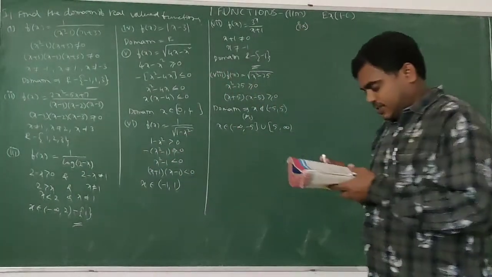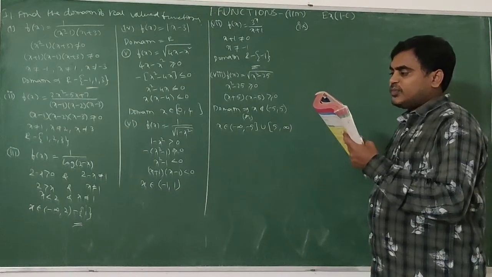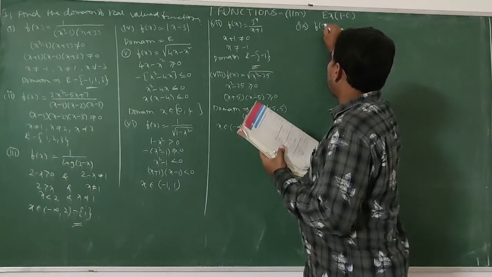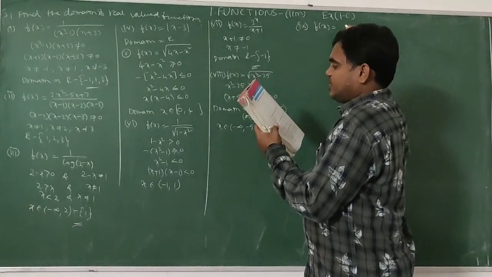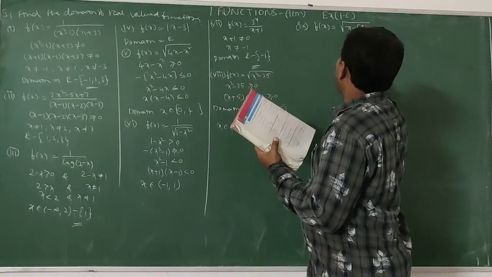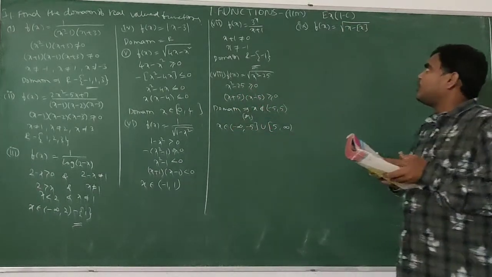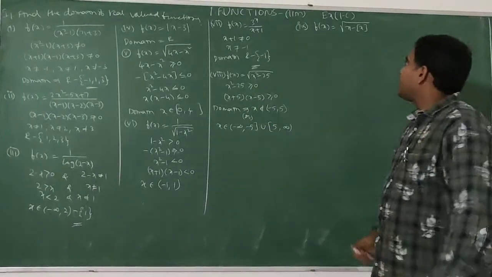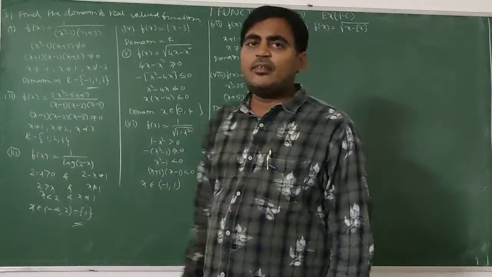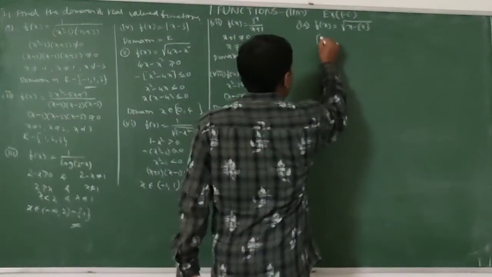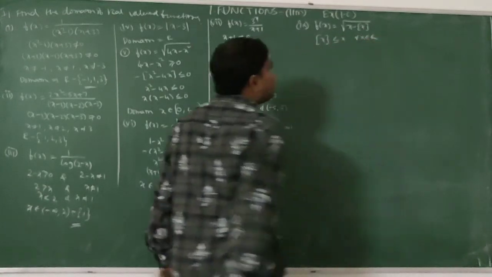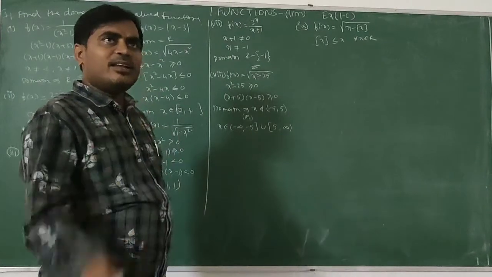So the ninth question is f of x equal to the square root of x minus bracket x. Okay, if we are taking f of x equal to x minus bracket x, what is the definition of bracket x? Bracket x is always less than or equal to x for all x belonging to R. This is the definition. Bracket x is smaller than x.